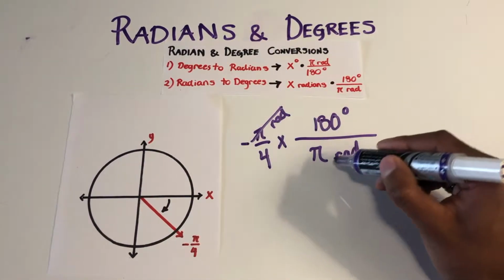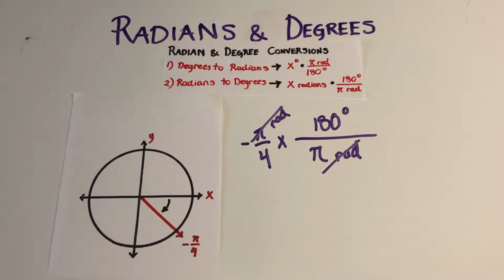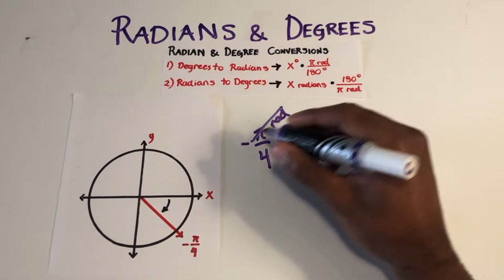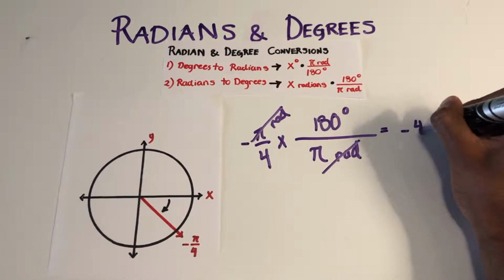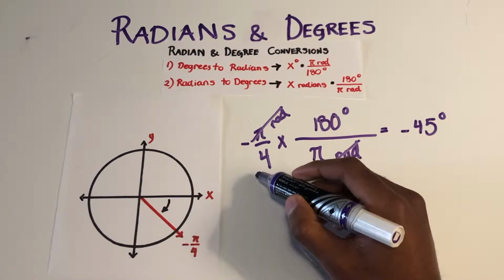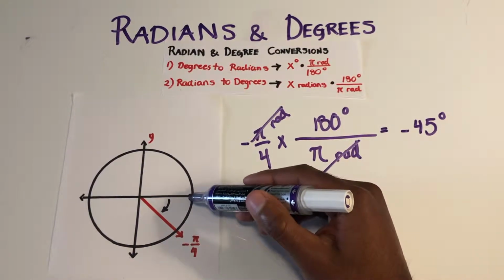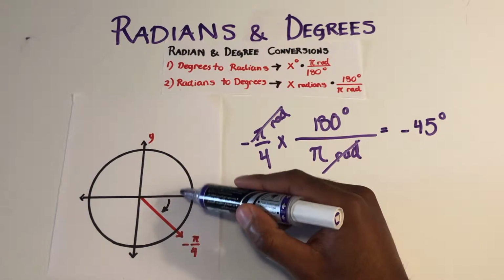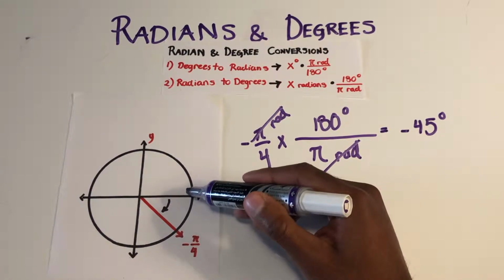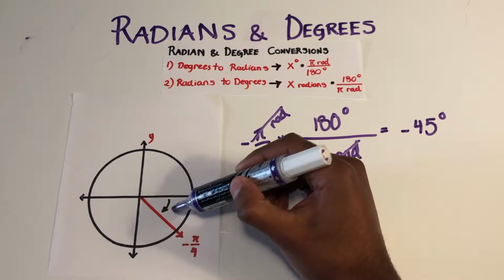The pi's are going to cancel. We're left with 180 divided by 4. If you put this into the calculator, you're going to get 45 degrees. Let's not forget our negative sign here. Negative 45 degrees. This is important because the sign in front of the angle we're converting tells us a lot about where the angle has started, either from the negative side or the positive side of the positive x-axis, or if the angle has gone counterclockwise or clockwise.